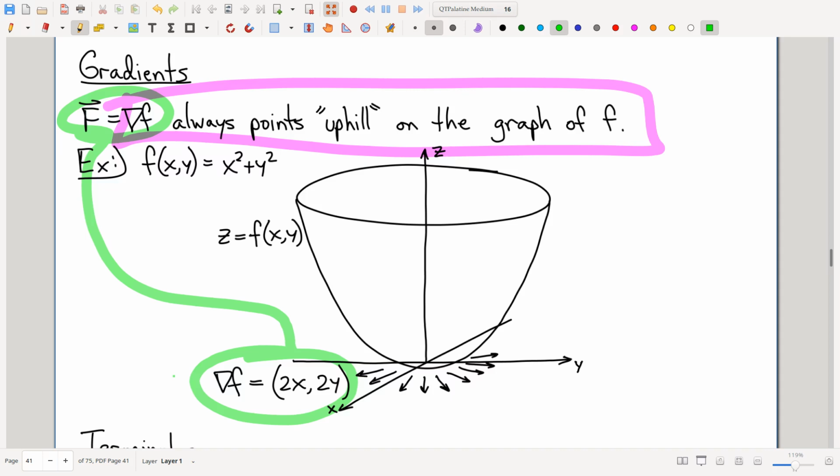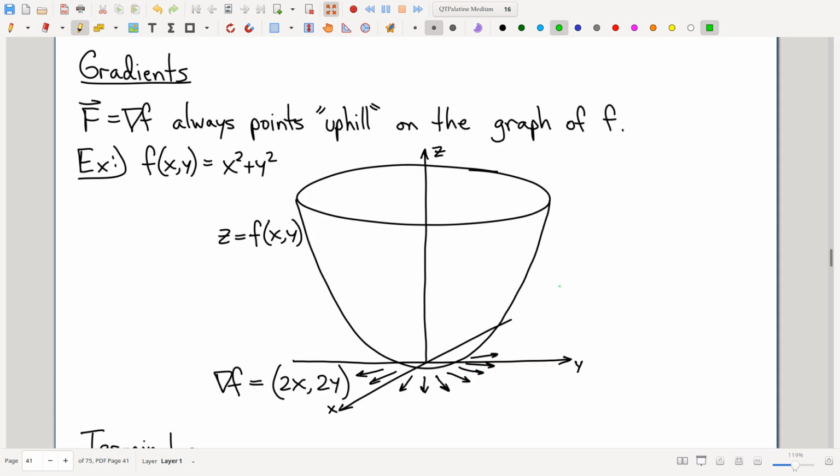So, weird thing to think about, but the gradient is, in fact, a vector field. And it's a vector field that always points uphill. Is that cool? I should say always points uphill on the graph. Again, you got to keep track of your pictures and make sure you're interpreting the right kind of calculus in the right kind of pictures.